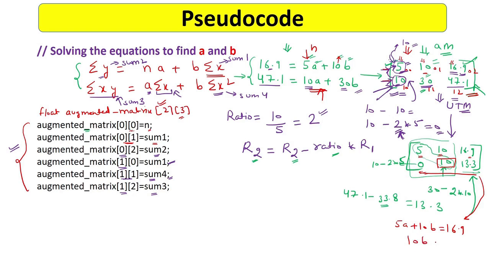So I will be writing simply 10b equal to 13.3. This will give me b as 1.33. Okay, the same value that I got during the working example, and if I put this into this equation, I will be getting the value of a as 0.2. You can solve this also.